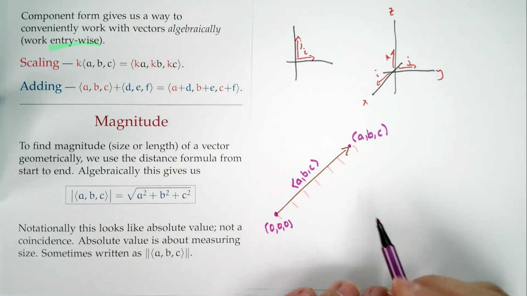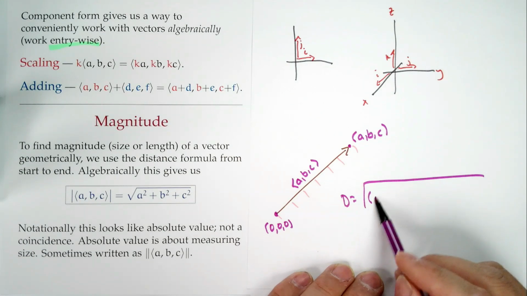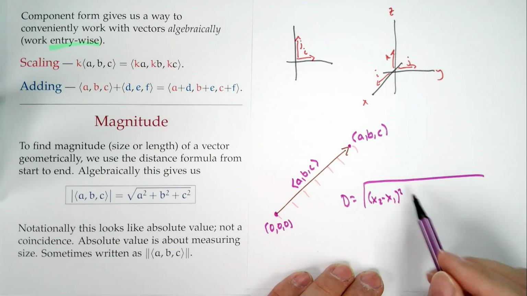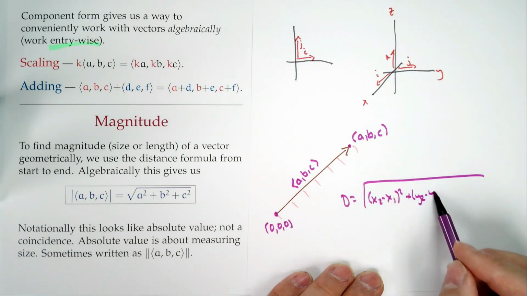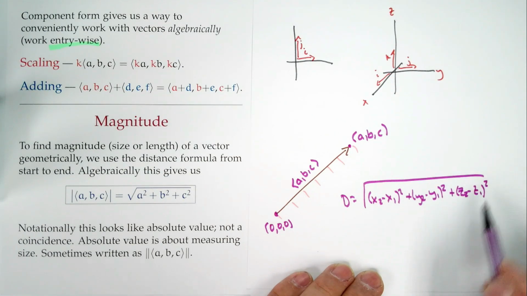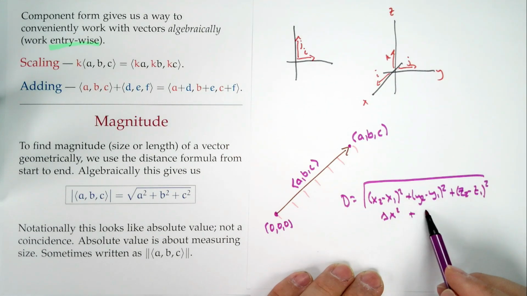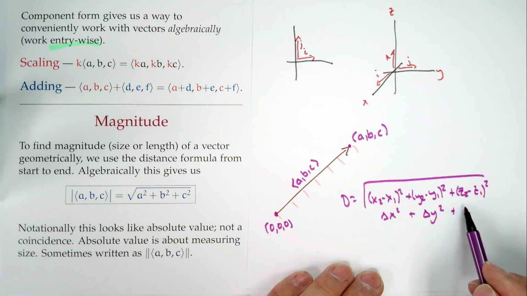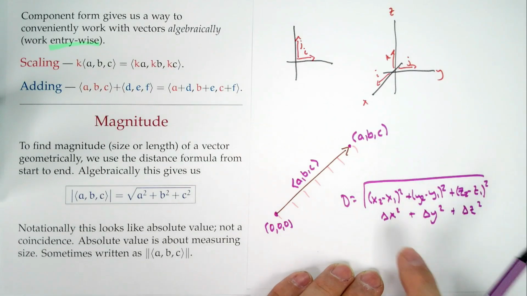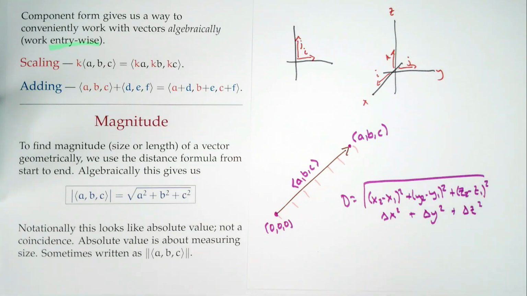In general, if you remember the distance formula, distance was the square root of x2 minus x1 squared plus y2 minus y1 squared plus z2 minus z1 squared. Well, that's delta x squared plus delta y squared plus delta z squared. So really, the distance is saying how much have you changed. And that's what vectors are measuring. They're measuring change.